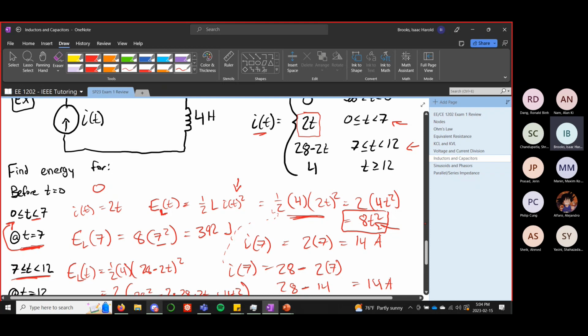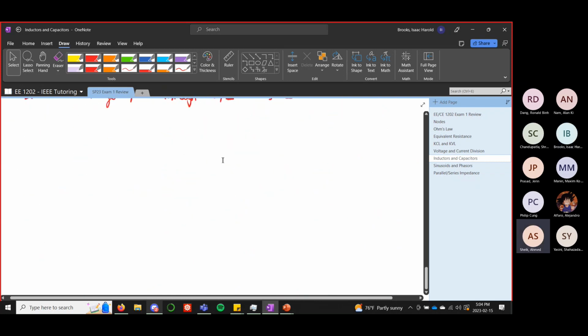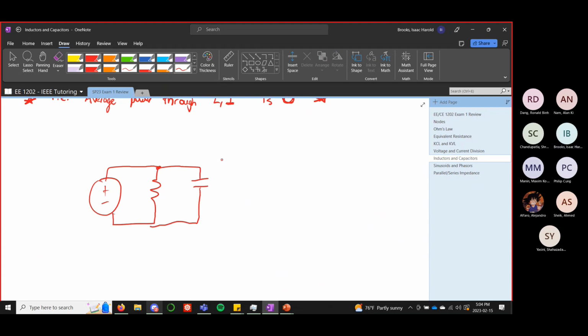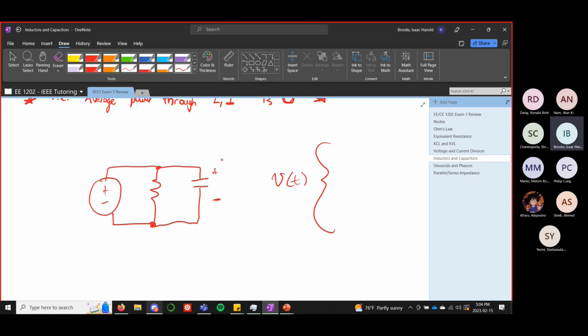Will they give you the equations that you're basing it on? Yeah, they should. If they're going to give you a question like this, they'll have to give you what the current is. Or if it's a capacitor, you might see a question with a voltage source and a resistor and then a capacitor. Basically it's the same exact problem where they give you the voltage as a function of time in some piecewise form. And then they'd ask you about the energy stored across the capacitor, where energy in the capacitor as a function of time equals 1/2 C V squared.